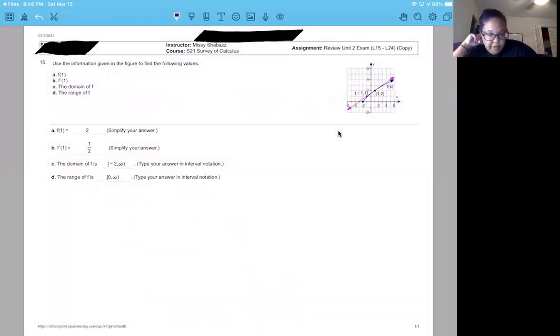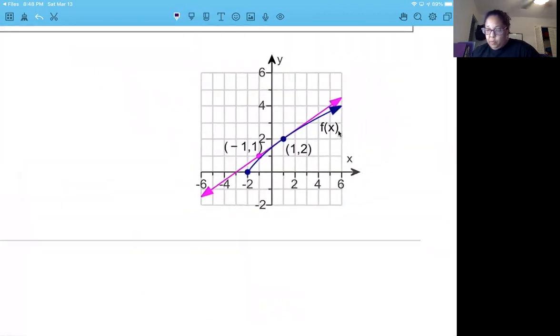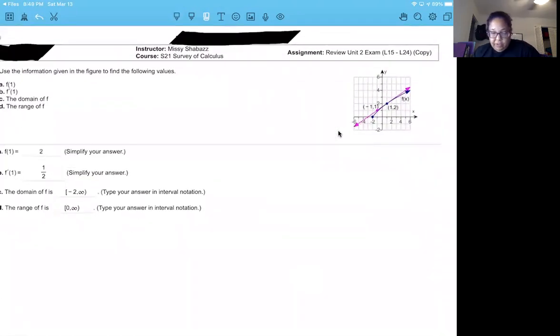Next question, use the information given in the figure to find the following items. All right, so what we have here is the graph. The dark blue line, or the navy blue line, is the graph of our function. And then they have given us the tangent line at this point 1, 2, so that we know what's going on in that graph. That purple line is that tangent line.